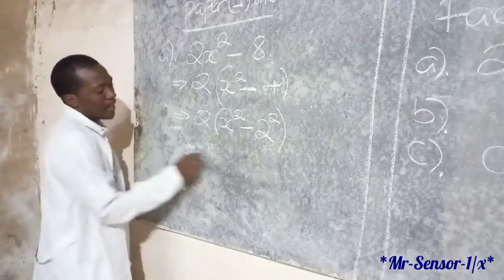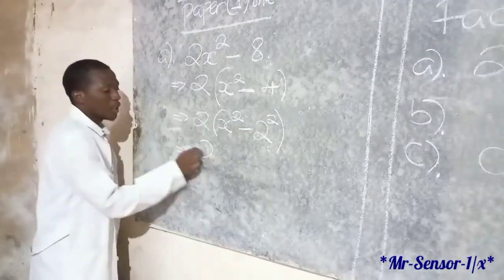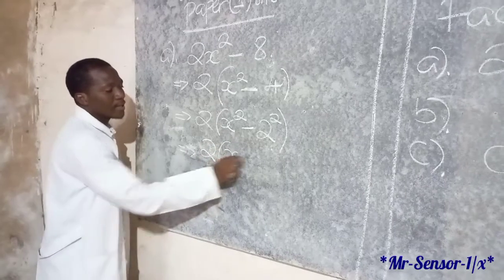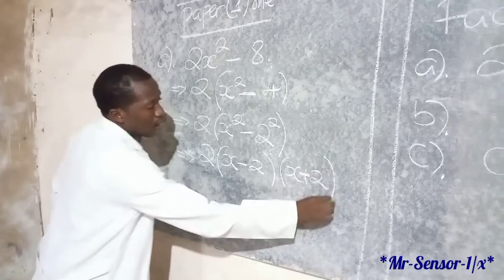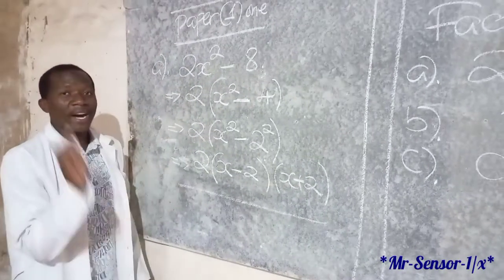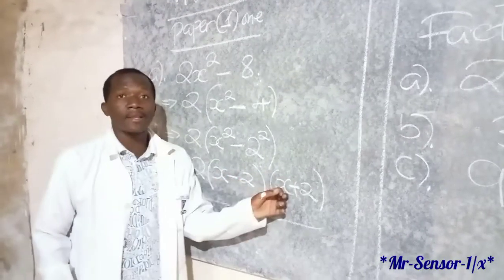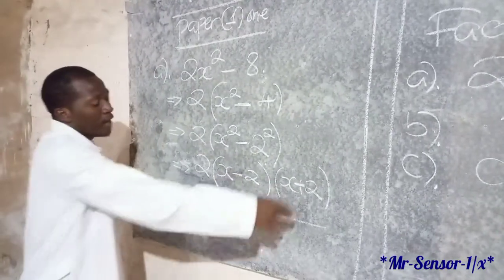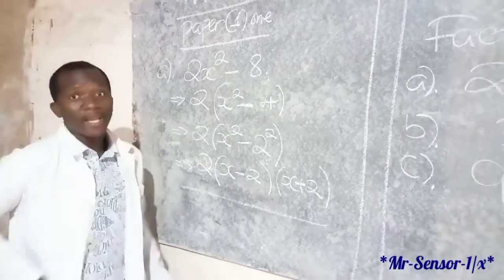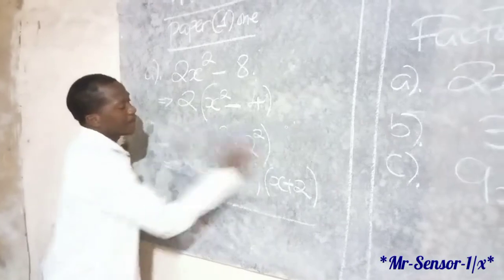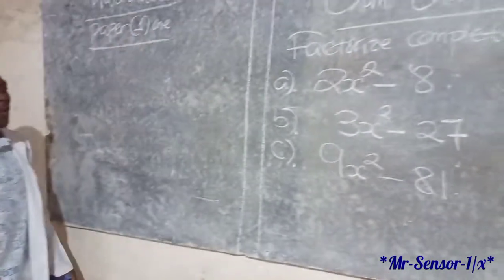And having done that, the last stage, we have to write this separately. So I'm going to say 2, open brackets, x minus 2, then open brackets, x plus 2, then close brackets. Remember, an emphasis is made where you have to write different signs here, such that when you say negative multiplied by positive, you'll be able to get a negative. Having done that, then you've answered the question. Then we go to B.